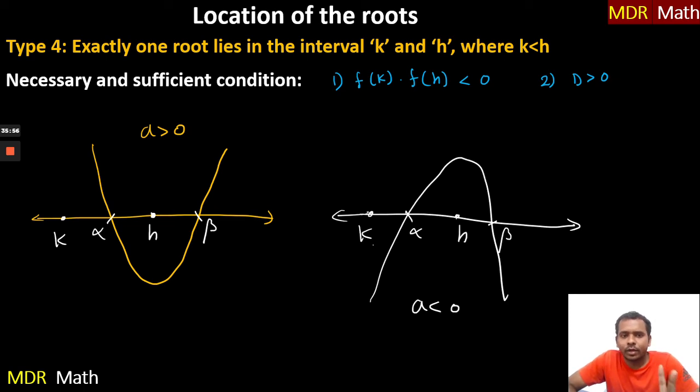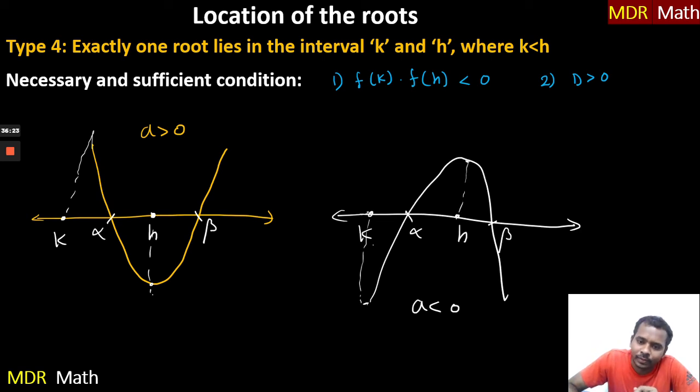Exactly one root lies in the interval k and h. You may take beta as well. In this case, you may write k and h, and beta is in between k and h, and you can compare. So what you see here, f of k is positive and f of h is negative, isn't it? And in this case, f of k is negative and f of h is positive.